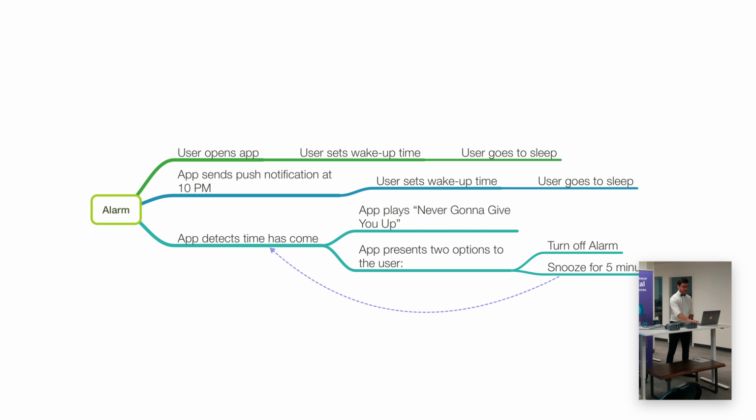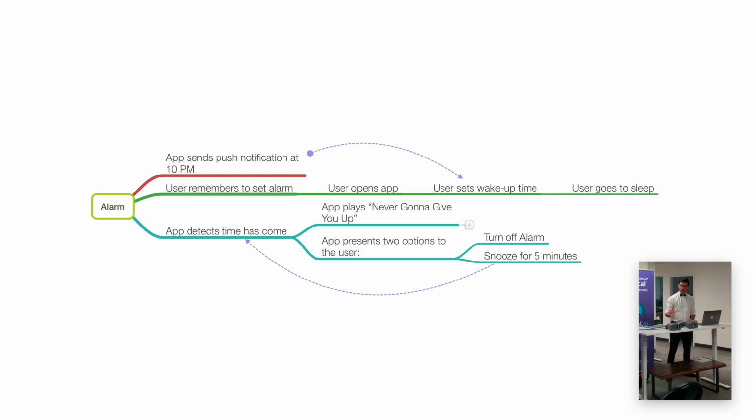Because the way I see it, this is what really happened. So initially, the user had to remember to open the app every night and set the alarm. But now with a push notification, the user no longer needs to remember. And every time you can do something that removes a step that a user needs to remember, you're moving in the right direction. Because remembering things is tough, and we like to not do things because we're lazy by default, so that's a good step forward.